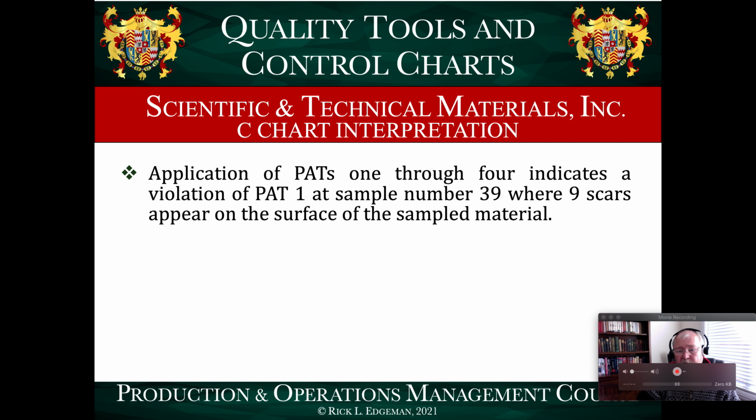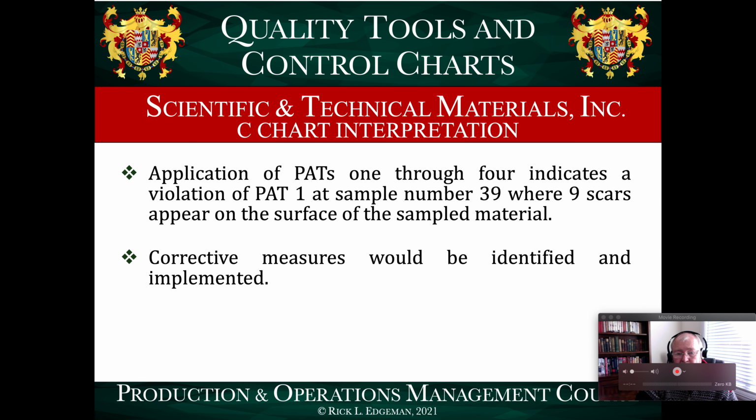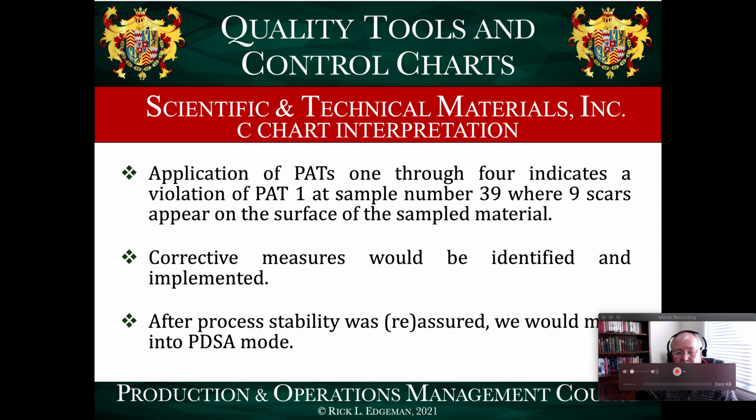So what's your interpretation? There you go. We saw pattern 1 at point number 39, and we would want to do something about that. We'd want to find out what it was that caused that. So we would take corrective measures. We would identify what the problem was, take corrective measures, and implement that. And then we would probably do one of two things. Maybe we still haven't established control, so we need to get more data until we do establish that the process is under control, until there are no patterns in the data.